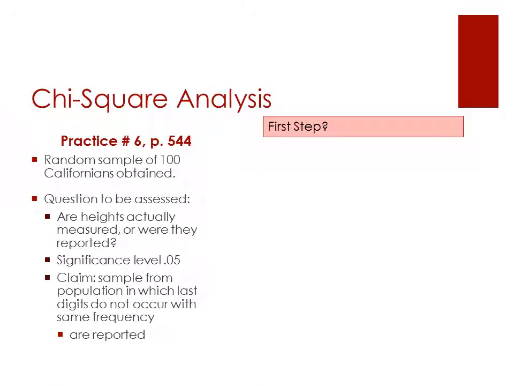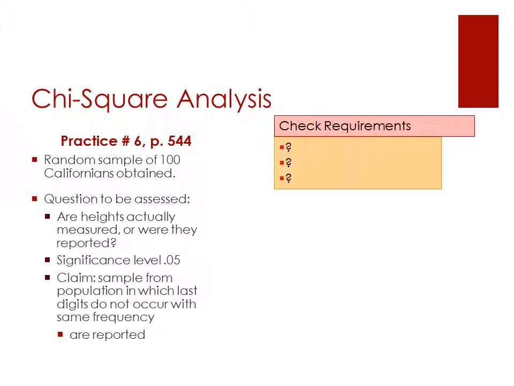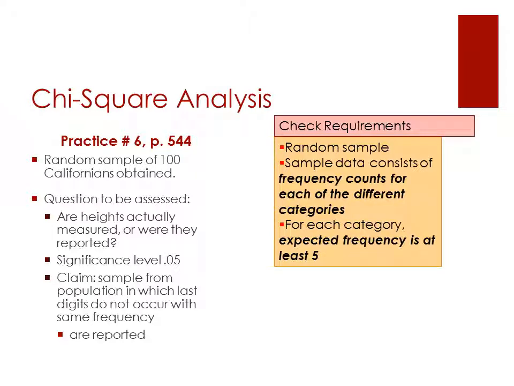So what's going to be my first step here? What's the first step for any analysis before you move into your numbers or anything else or even your hypotheses? You need to first be checking your requirements. Now we have 3 specific requirements here for chi-square analysis. What are those 3 requirements? Well, we're going to need to have a random sample, as always, right? We need to have sample data that consists of frequency counts for each of the different categories. And for each of the expected frequencies, the value has to be at least 5.